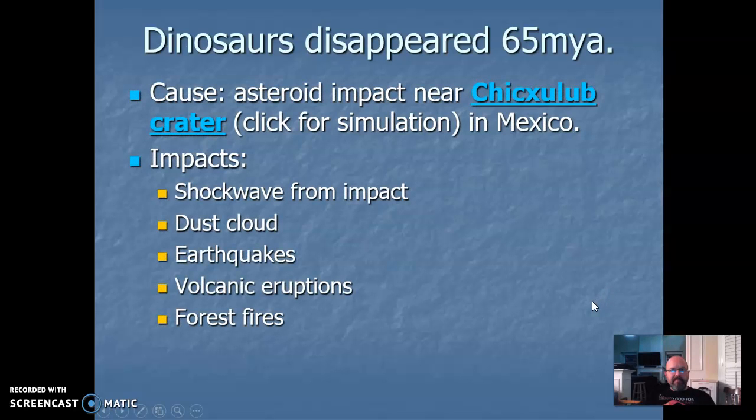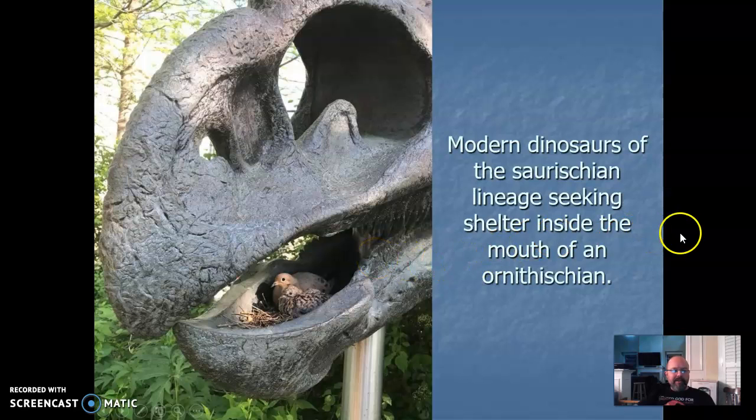Dinosaurs disappeared 65 million years ago. The current leading theory is that there was an asteroid impact near Chicxulub crater, which is off the peninsula in the Gulf of Mexico. The impacts from this huge asteroid hitting, a shockwave, dust cloud, earthquakes, volcanic eruptions, forest fires, probably a massive climate change that wiped out the dinosaurs.